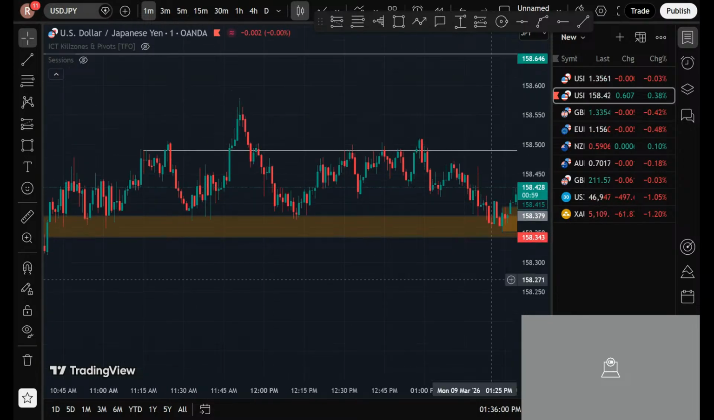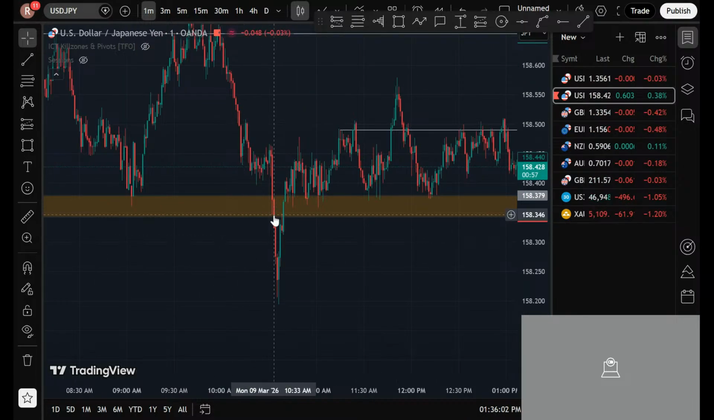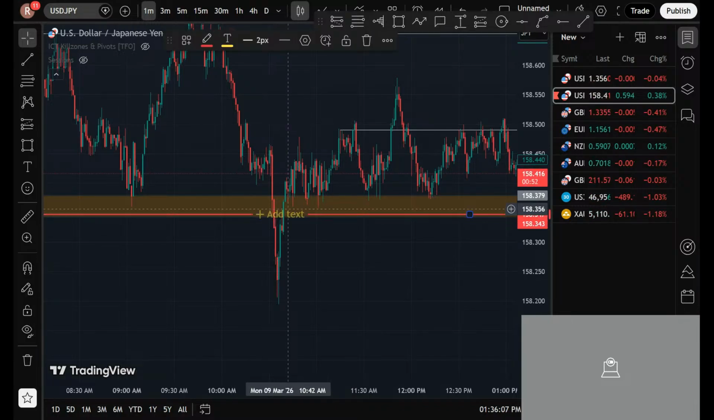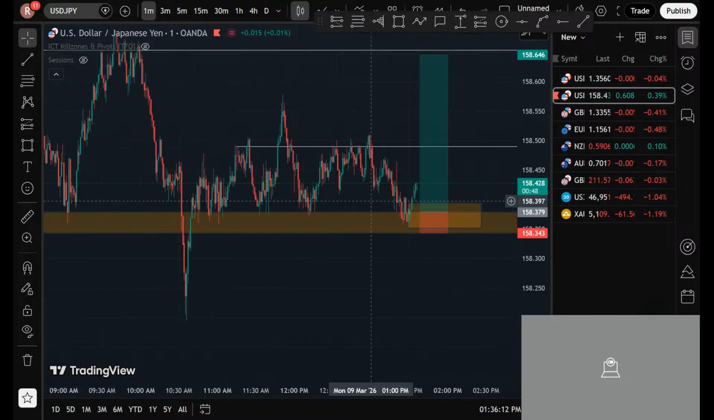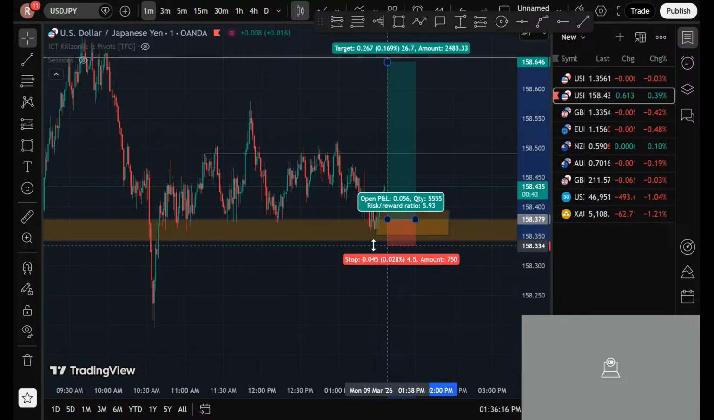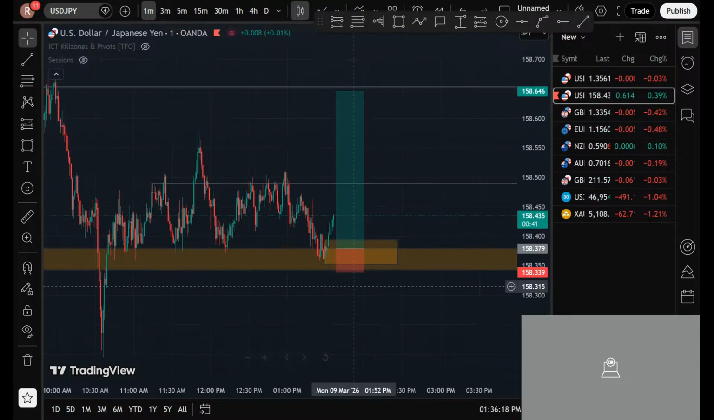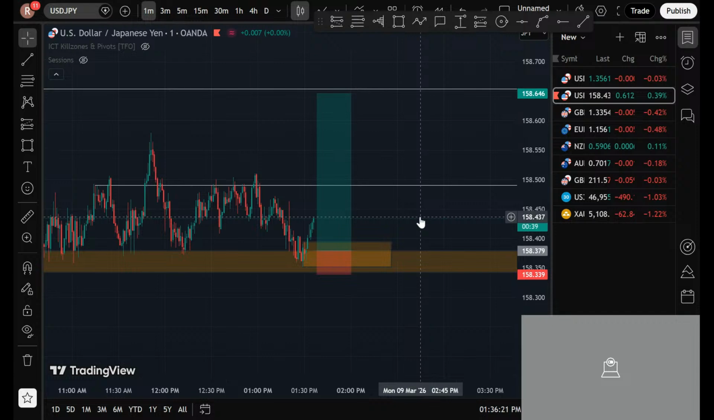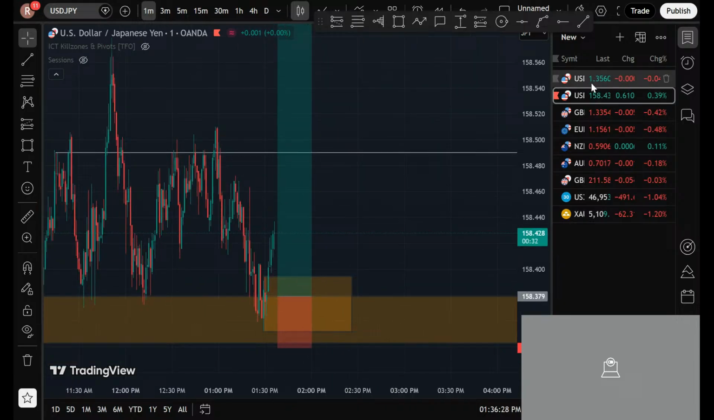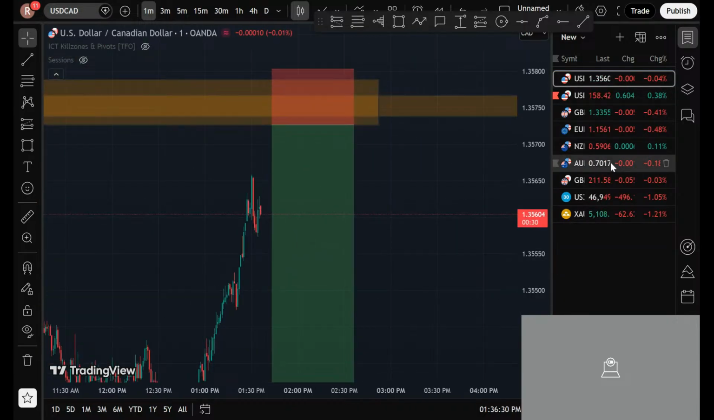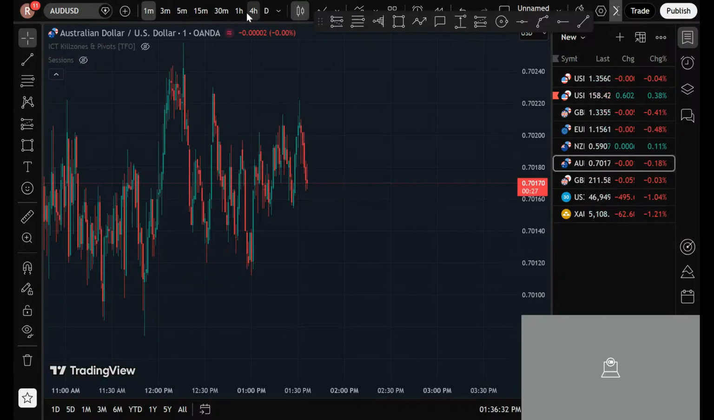So let's see. This is the area from where buyers have the chance to push the price up. So kind of, yes, this is the order flow. So let's see. AUD USD. So that will be my possible setup for now. AUD USD. Let's see.